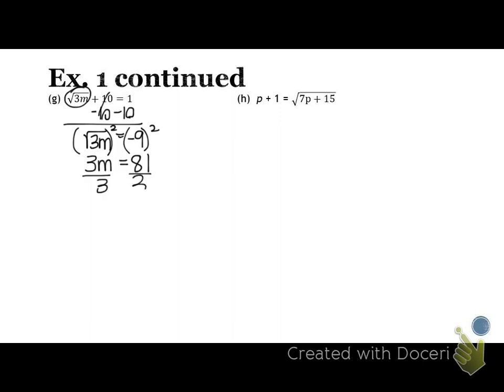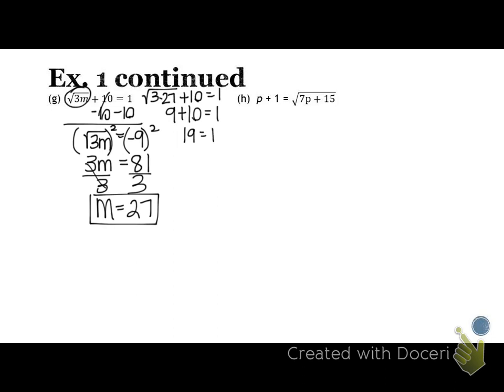All right? Malcolm, how do we solve for m? Divide both sides by 3. So m equals? Anyone? 27. Let's box it in. And then let's go check it. So we have the square root of 3 times 27 plus 10 is supposed to equal 1. All right? What is the square root of 3 times 27? 9. Somebody besides Travis. What is the square root of 3 times 27? 9. And what is 9 plus 10?